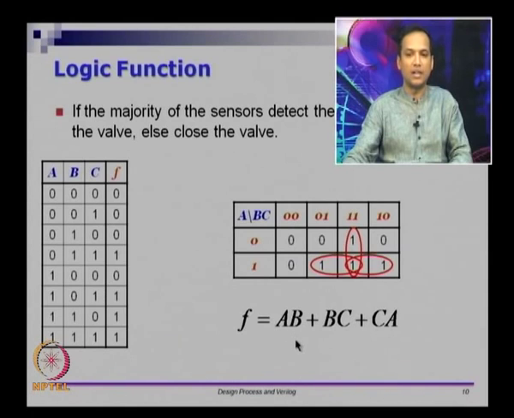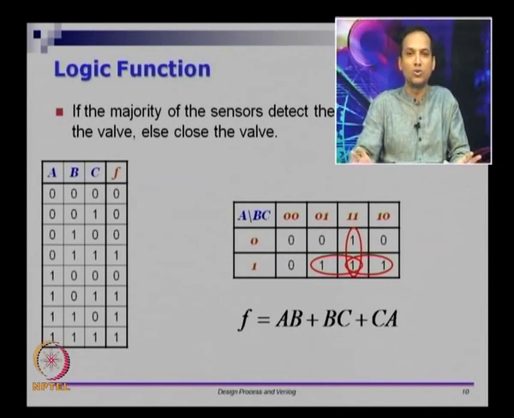If either AB or BC or CA is 1, right, immediately you can say f is 1, otherwise you have to look for the other variables also. So this is the Boolean function for a majority 3. So this is a majority of 3 inputs. This is useful in various cases.